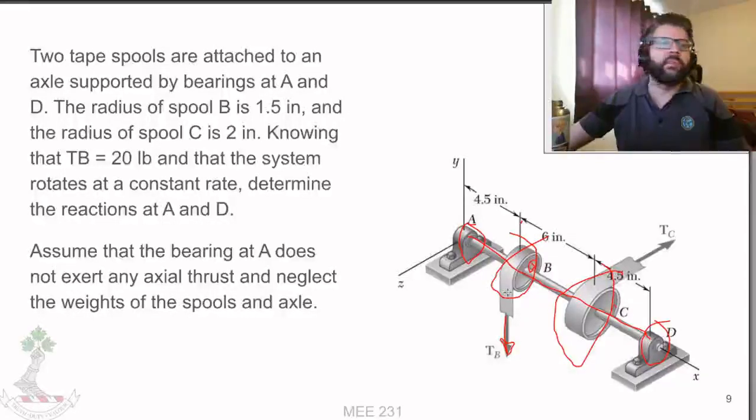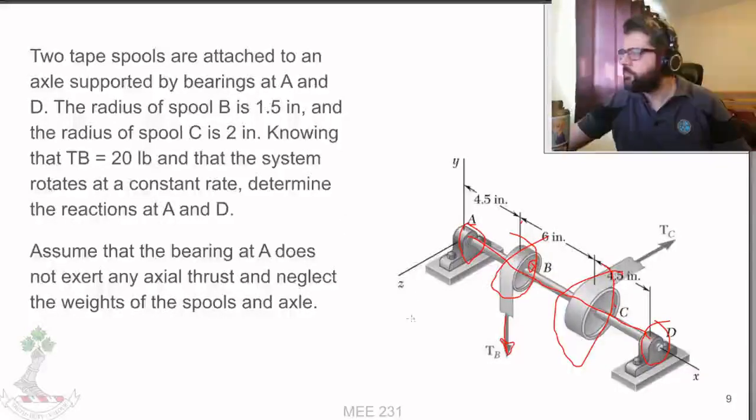And this thing's rotating at a constant rate. So again, it's moving, but it's not accelerating. It's in static equilibrium because it's staying at constant velocity. It's staying at a constant rotational rate. It's not moving laterally at all.